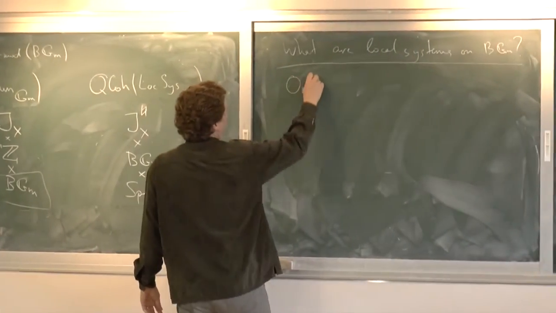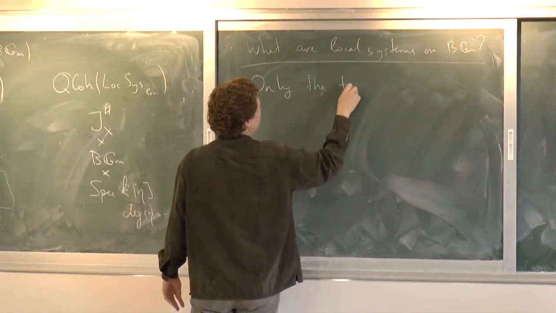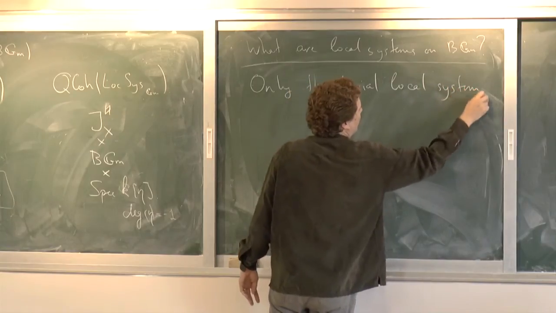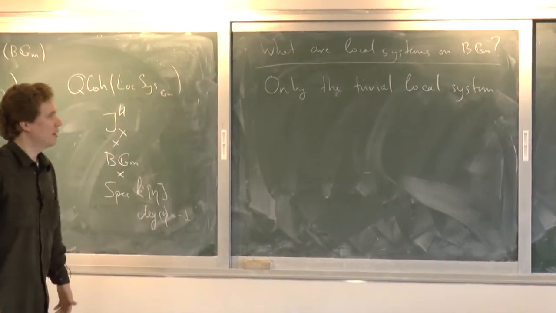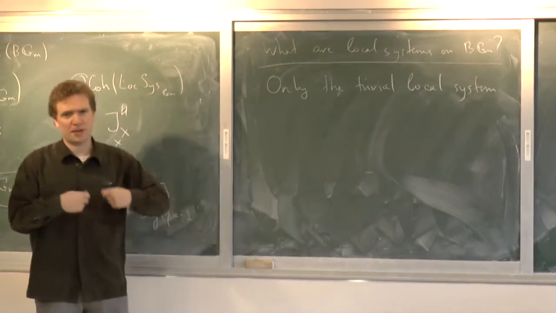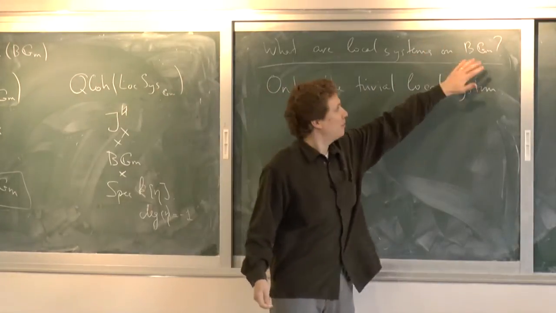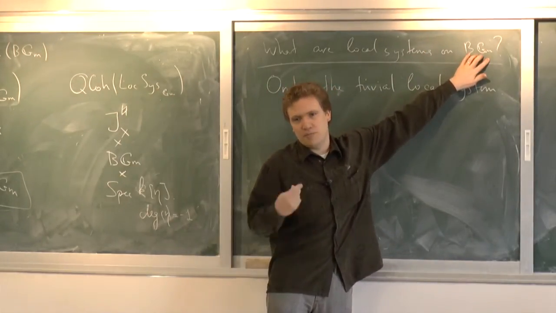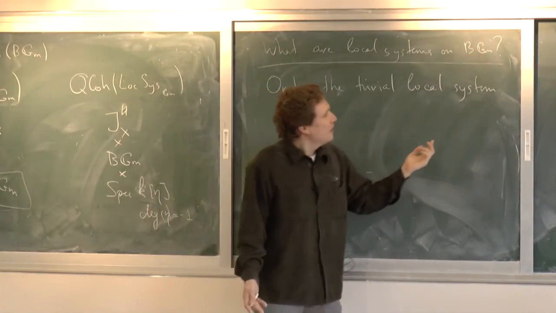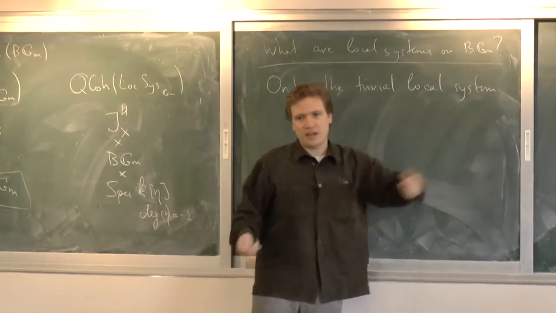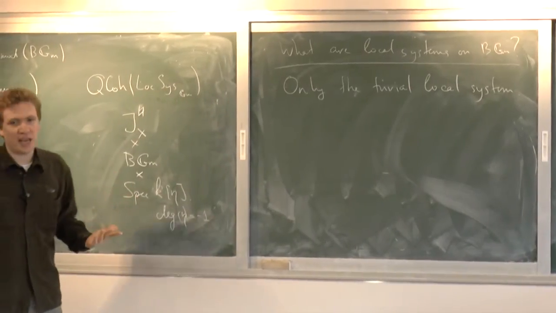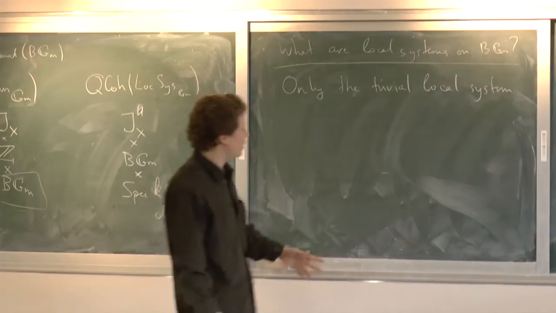So there's only the trivial local system. Normally we would say that a local system on the classifying space of something should be a representation of this something. So the fundamental group of BG is supposed to be G. Now the problem is that here we're supposed to look at the representations of GM that are locally constant on GM. And because GM is connected, nothing happens.